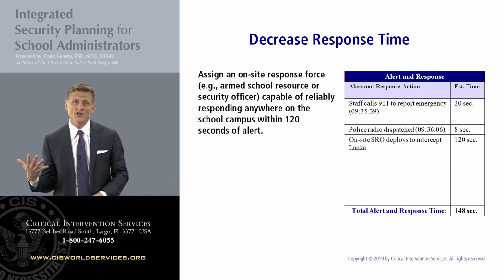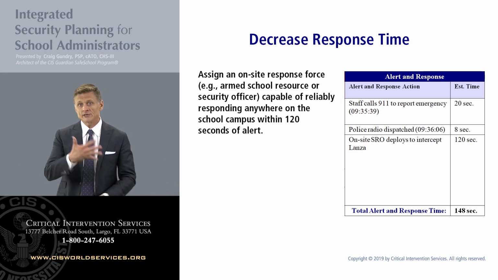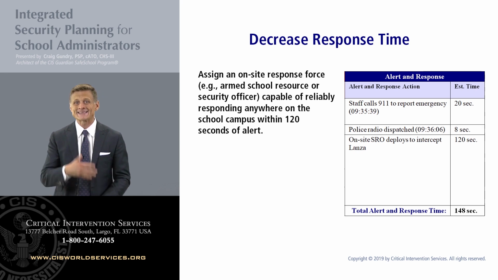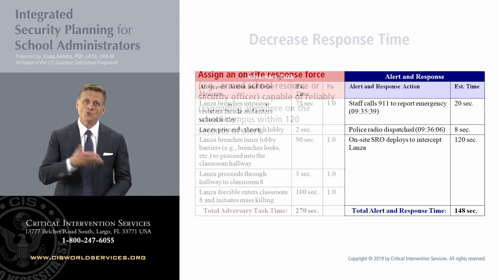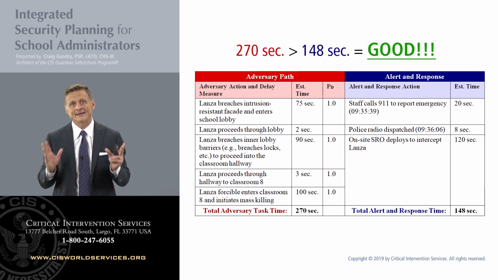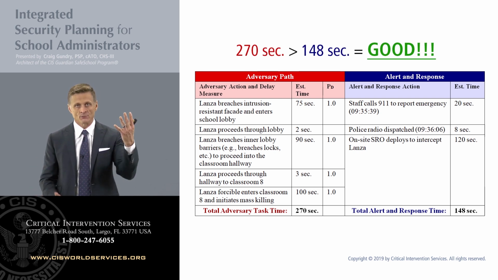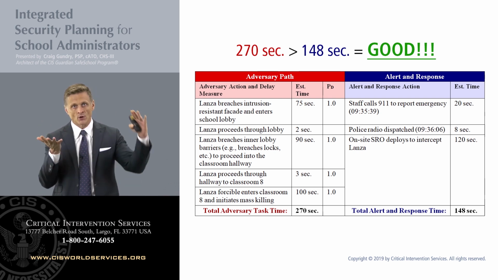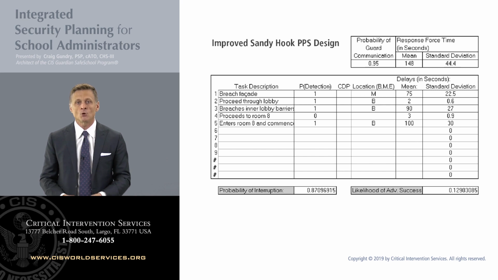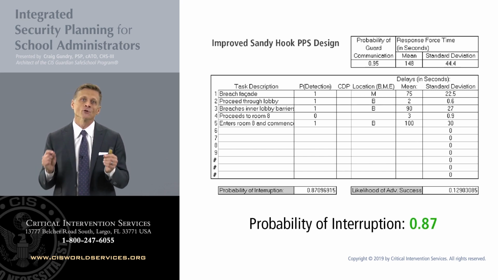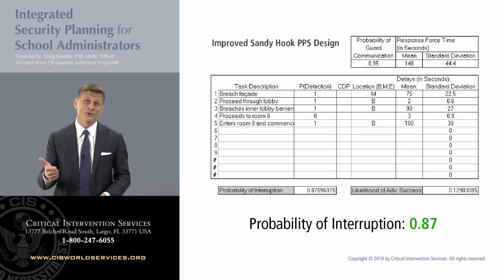Now, if we work with those numbers and go back to the original event and look at the time required for the 911 call at 20 seconds, 8 seconds for radio dispatch, and then 120 seconds of travel time, that brings us to a total response time of 148 seconds. Now, in this case, when we compare 148 seconds to 270 seconds, we now have an effective system. So in this case, it required a combined approach, improving delay while decreasing response. And if I was to go back and actually model this, again, using the estimate of adversary sequence interruption model, the EASI model, I would end up quantitatively with a probability of interruption of 0.87, which is considered to be very good.